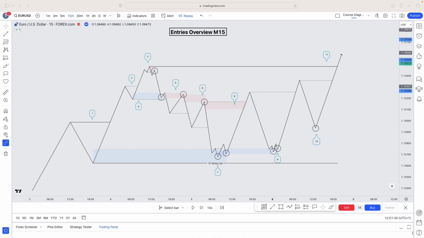So now we move on to the entries and targets section of this course. I'm going to go through the overview of the M15 timeframe on a line diagram first to show you where we want to be going down to our entry timeframe, which is our M1, to look for our entry model to get involved in some trades. I'll then go through a very powerful entry model on a line diagram, and then I'll show you it in action on the actual charts.